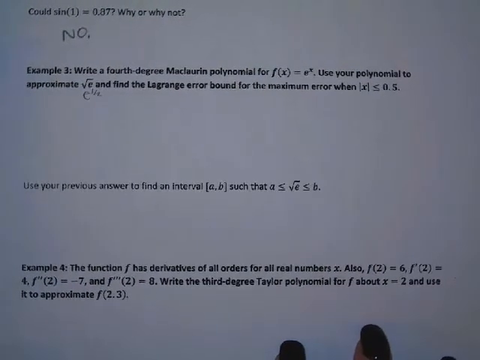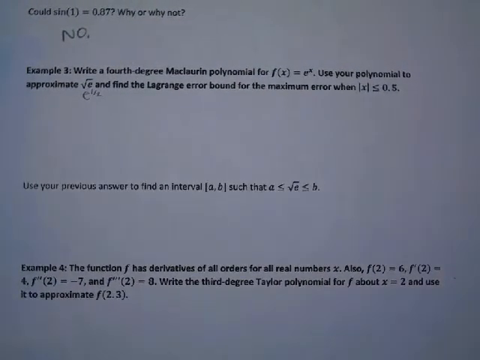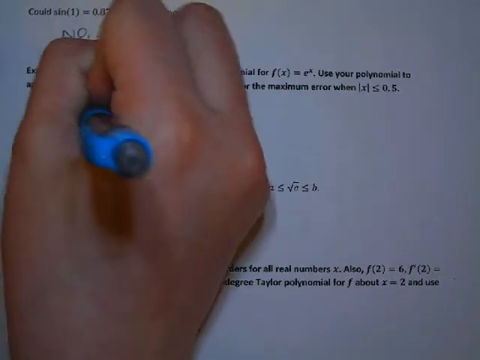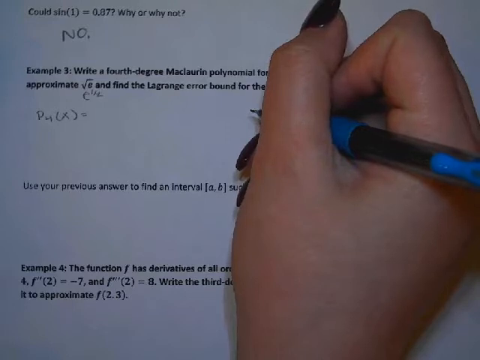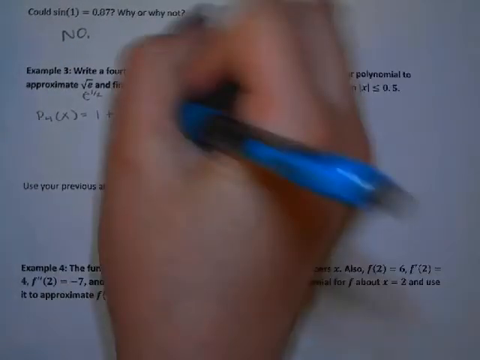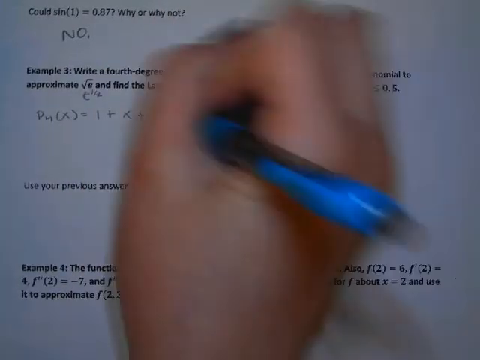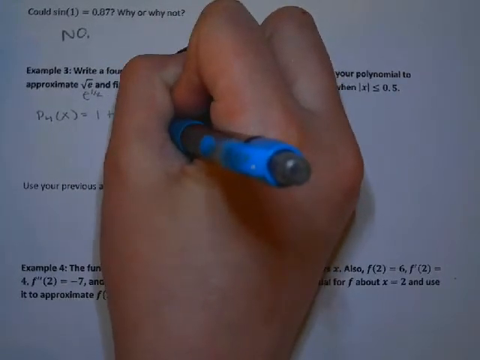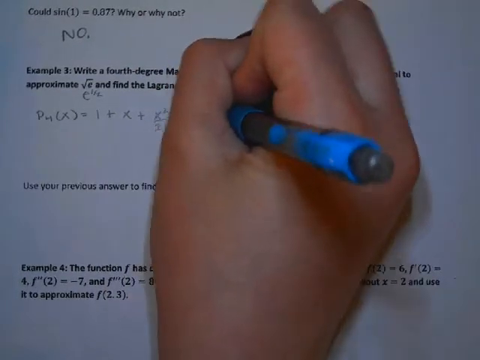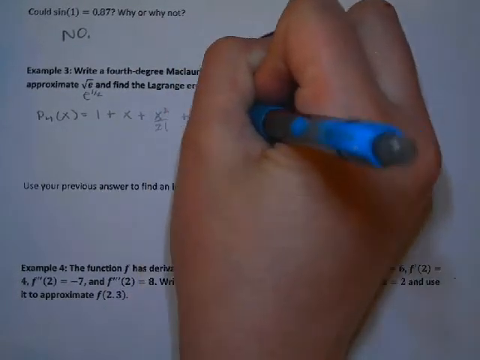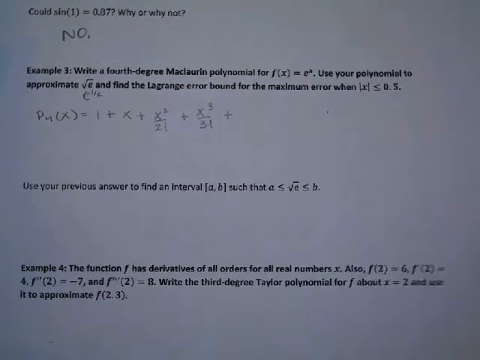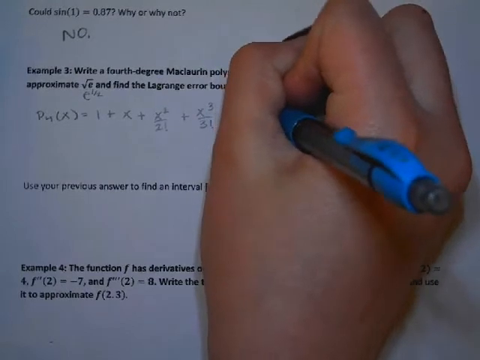Okay, so the Maclaurin polynomial for e to the x is what? 1 plus x plus x squared over 2 factorial plus x cubed over 3 factorial plus dot dot dot. Well, we're doing the fourth degree, so we're going to go to the fourth. So x to the fourth over 4 factorial.